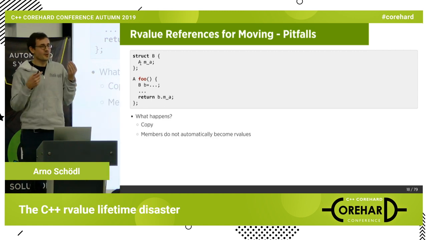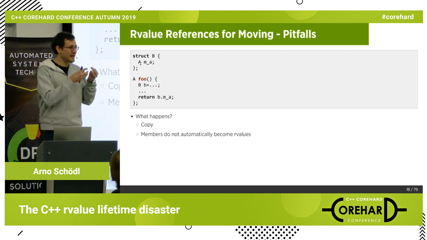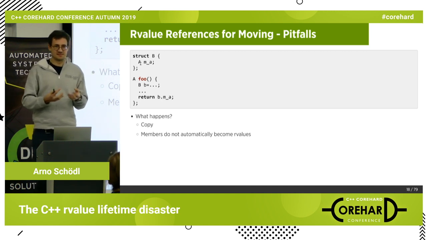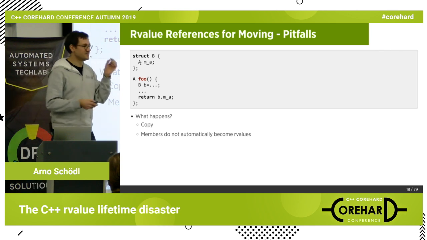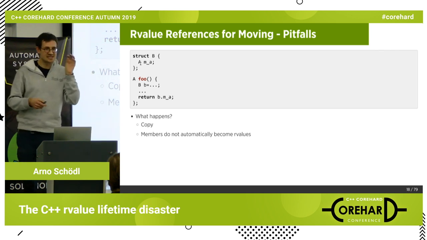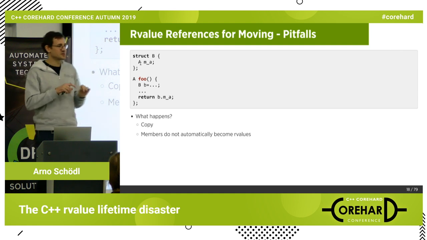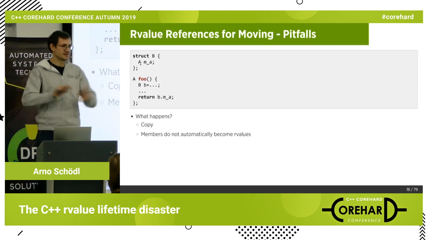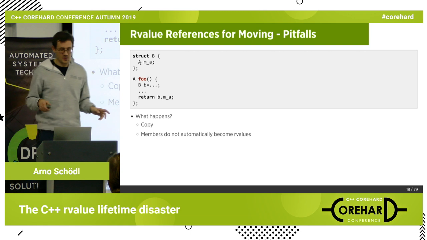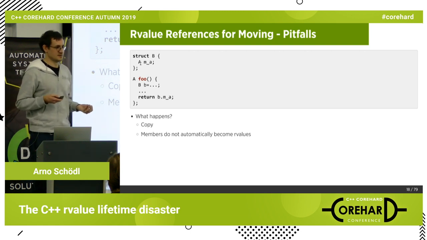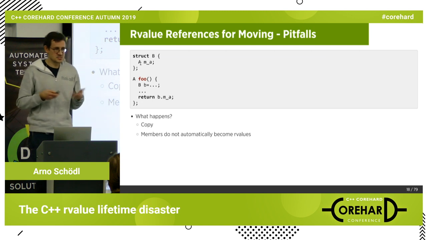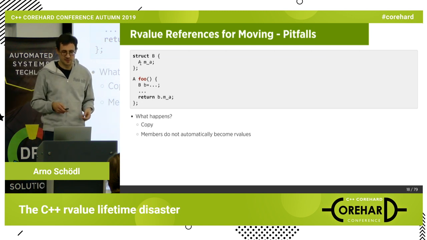See, the whole business of the return being movable that we had on the slide before only applies if your return statement contains that one variable. If it contains anything more complicated, it doesn't work. So the B is not automatically made an rvalue here, because it's a more complicated expression. It's not just a single variable.